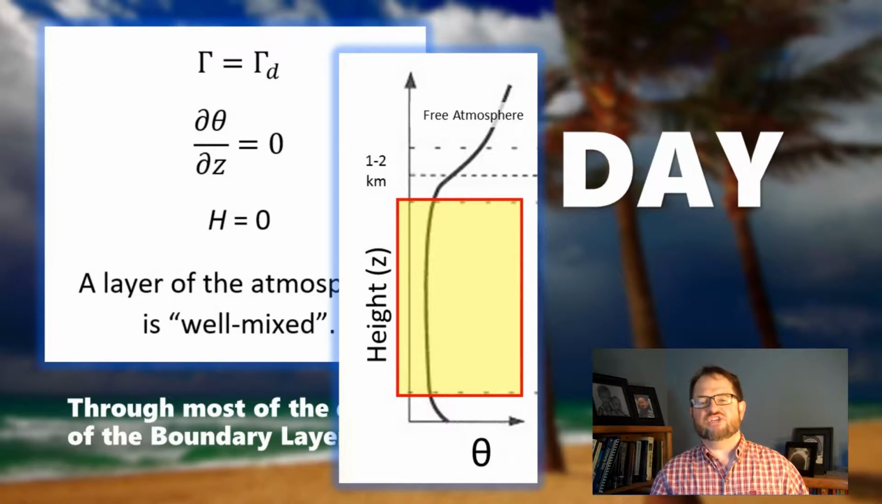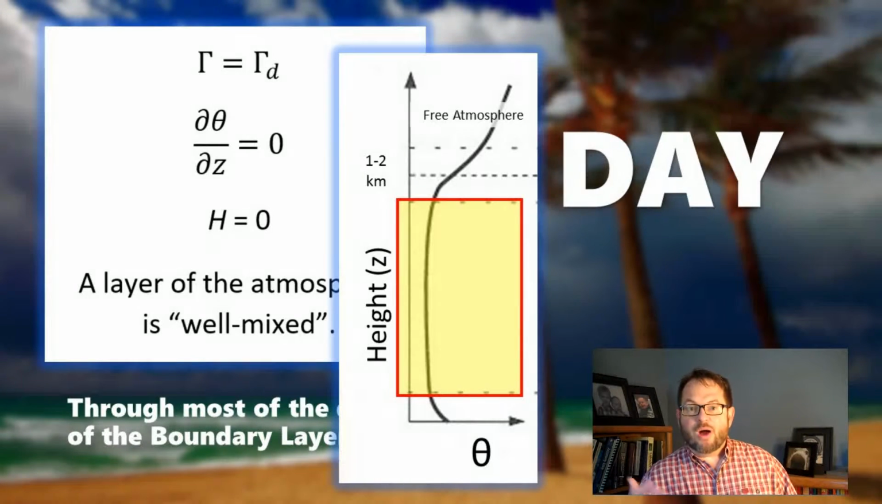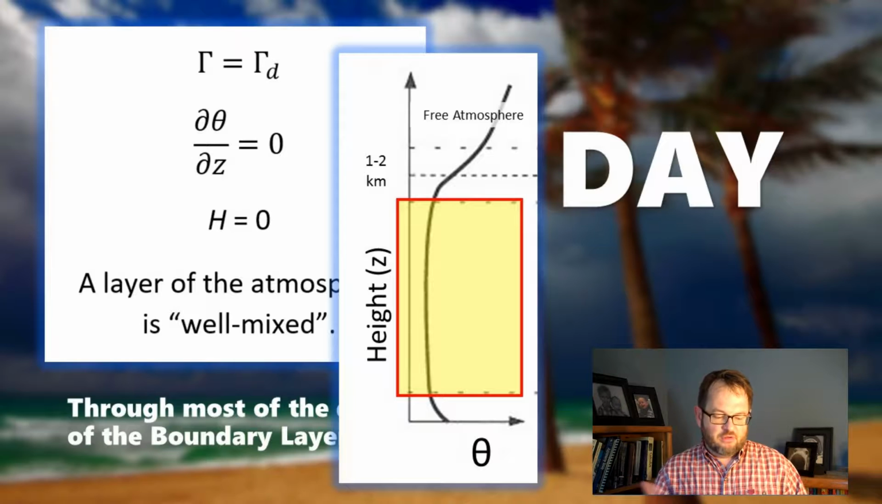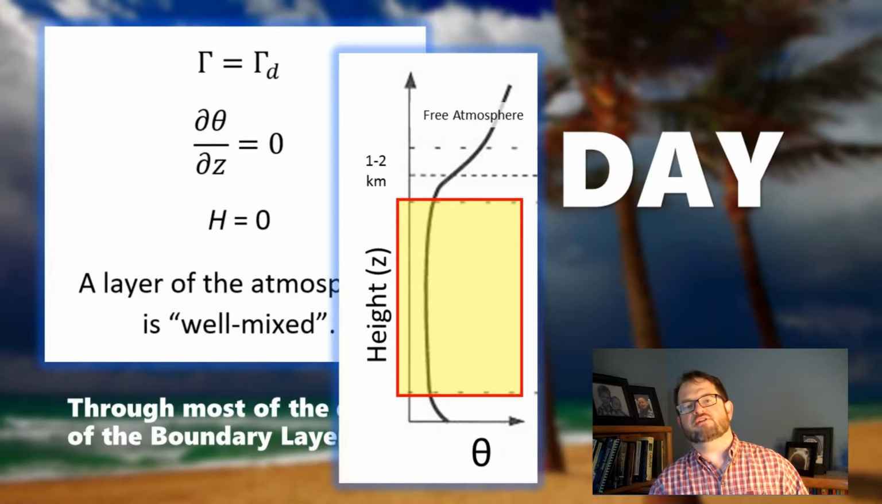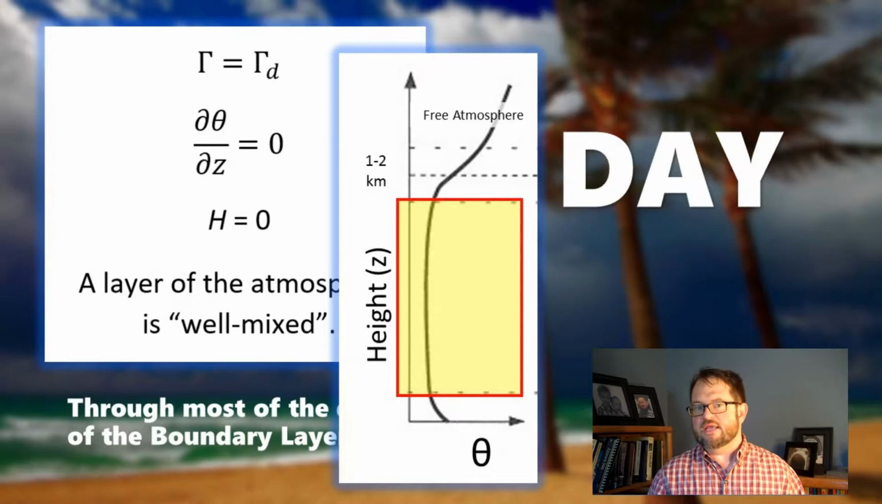Here's a potential temperature profile that we have seen before in earlier lectures, and you can see highlighted there in yellow a big chunk of that temperature profile where the change in potential temperature with respect to height is 0. Potential temperature is neither increasing nor decreasing with respect to height, and so that layer, much of that boundary layer there, is statically neutral.